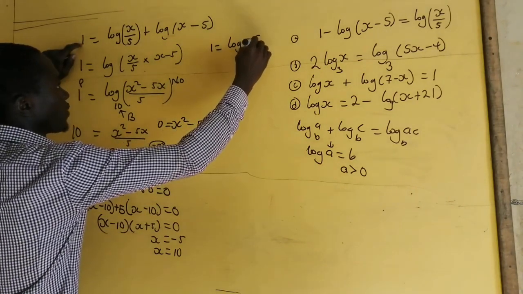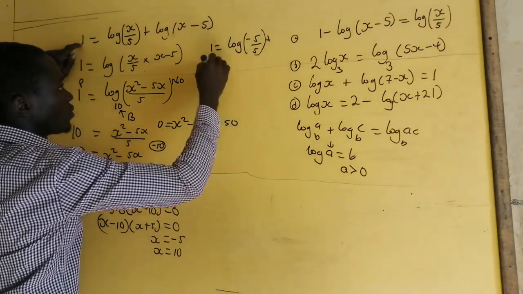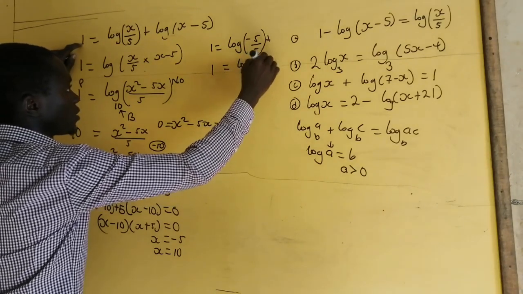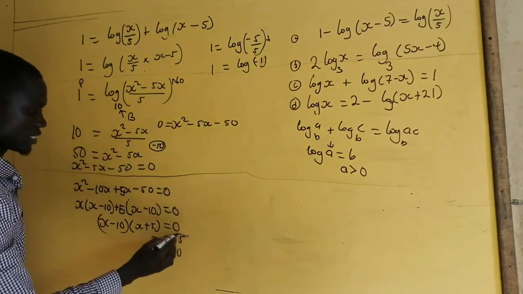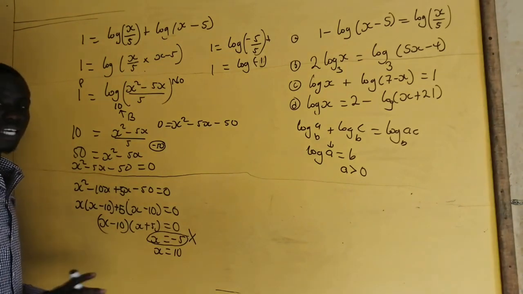plus whatever. This one will give me 1 equal to log of minus 1. So I can't take log of negative 1. So here, this is not a solution. It is not a solution.